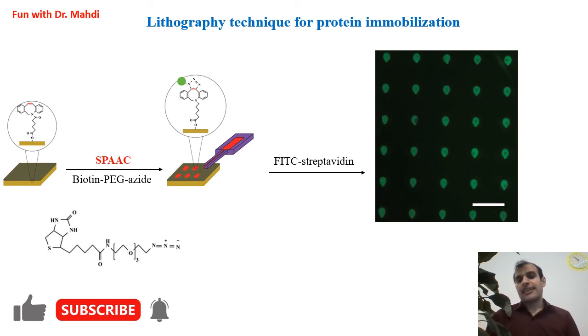And here you can see the green dots. When we have green dots, it means we have streptavidin on the surface. And when we have streptavidin on the surface, it means we have biotin. And when we have biotin, it means the click reaction has taken place between biotin azide and cycloalkyne. You can see immobilization of streptavidin with the lithography technique.